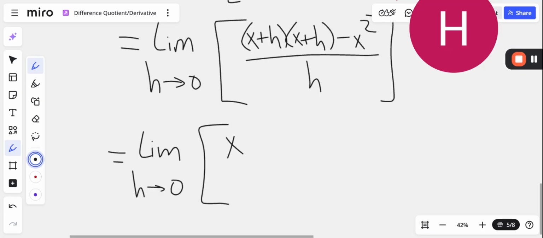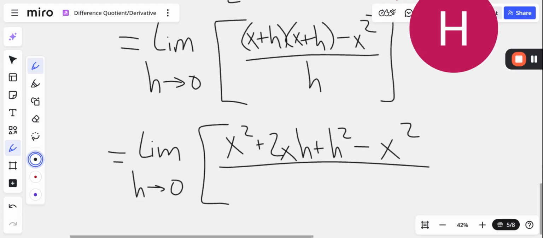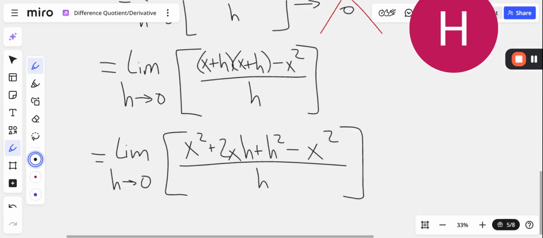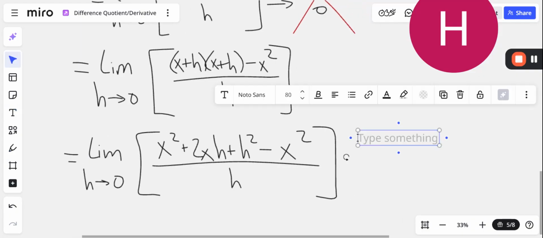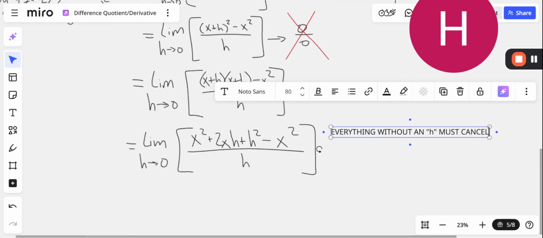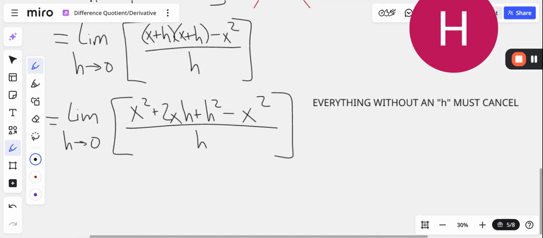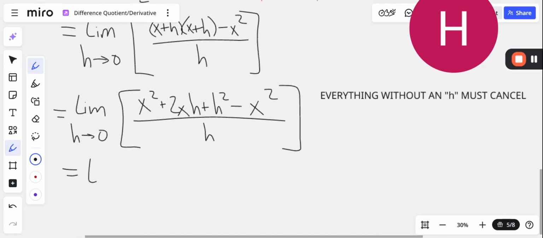This is going to turn into x squared. You should be very comfortable with this at this point. Plus 2xh plus h squared. If you need to review FOIL, feel free to go back to Algebra 2 and then come back when you're ready. Now, at this stage, very important, once we've worked out the top, this will always happen: everything without an h must cancel. If it doesn't, then you did something wrong. Literally. Okay? So this is going to be equal to the limit as h goes to 0 of, what cancels? Anything with no h. See that?